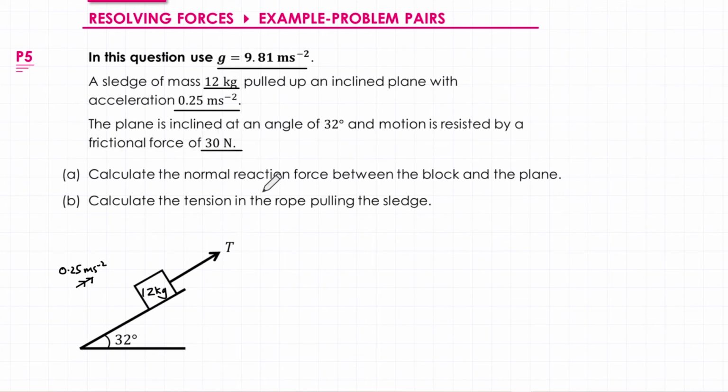In part A, we need to calculate the normal reaction force between the block and the plane. So first of all, let's add some forces to our diagram. We have a weight force acting vertically downwards of 12g. We have a normal reaction force acting out of the block, we'll label that R. And we have a frictional force resisting motion of 30 newtons.